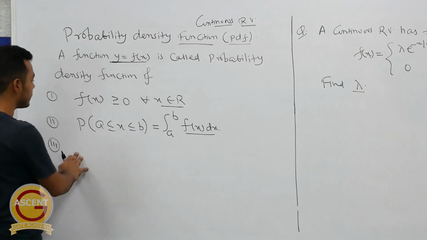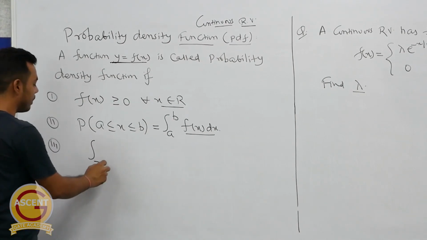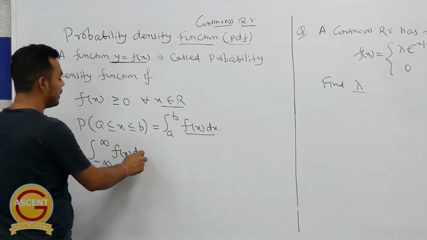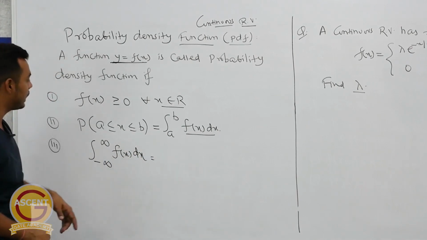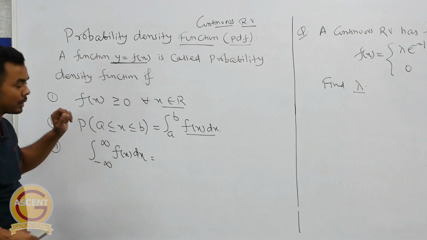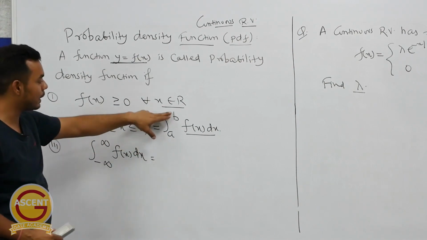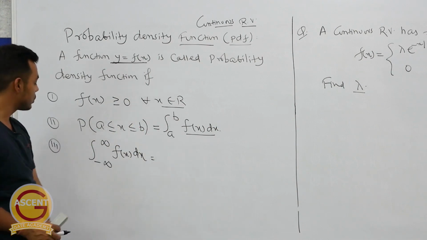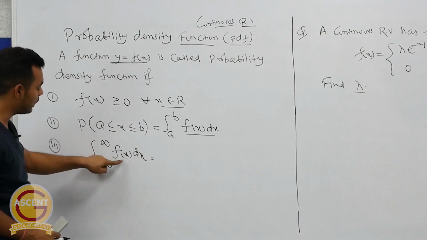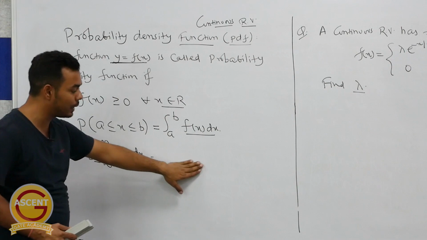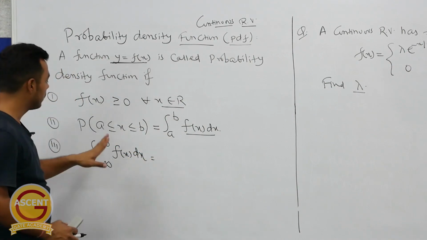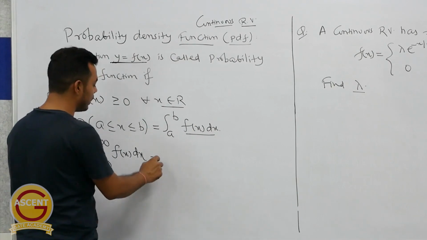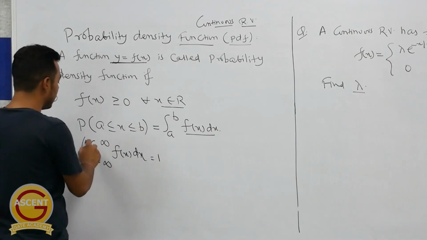And the third part is that the value of integral from minus infinity to infinity f(x) dx will mean nothing but the probability that x is from minus infinity to plus infinity. Integration a to b f(x) dx will give you the probability that x is from a to b. So integral from minus infinity to infinity f(x) dx will give you the probability that x is from minus infinity to plus infinity. Now that probability obviously will be 1. So therefore the value of this integral is 1.